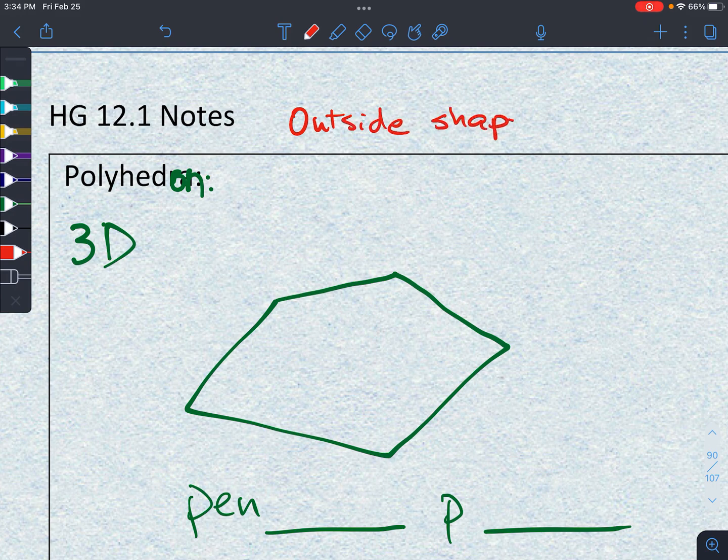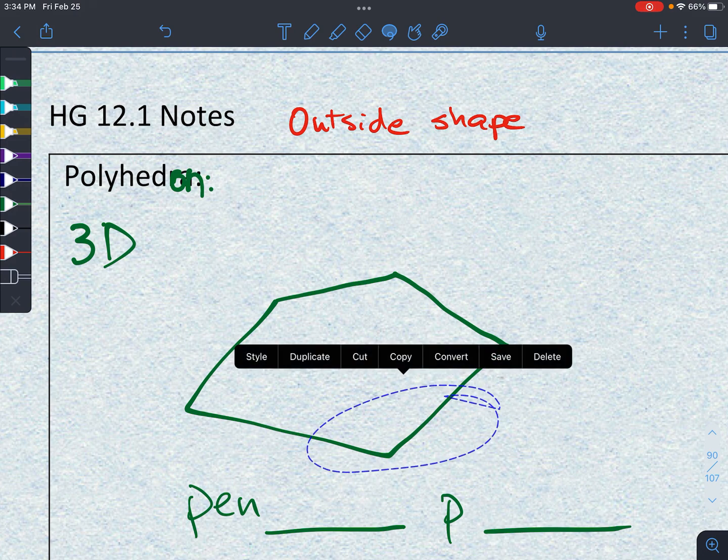It is actually the shape itself. When we speak about the outside, we mean kind of these edges. But let's talk about the shapes themselves. What are they called? The first one I'm going to draw for you is a pentagonal prism.